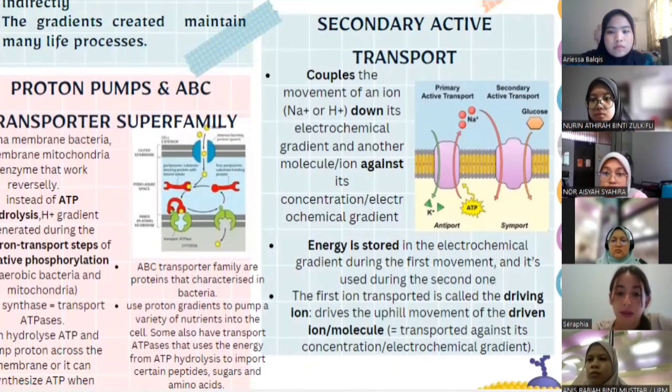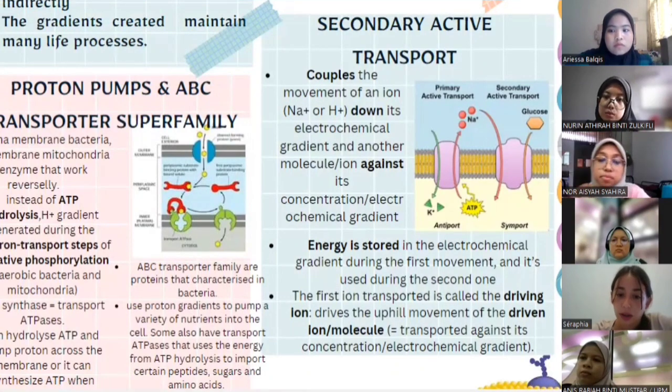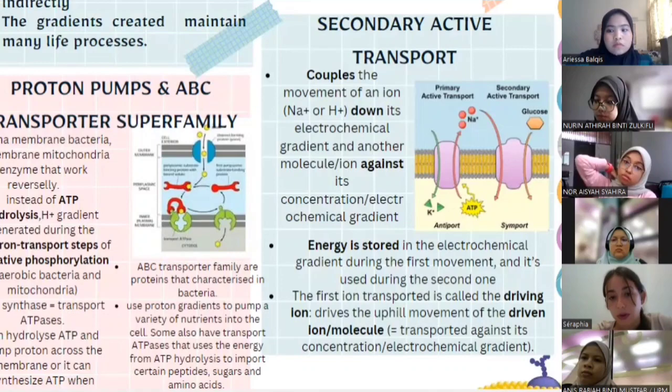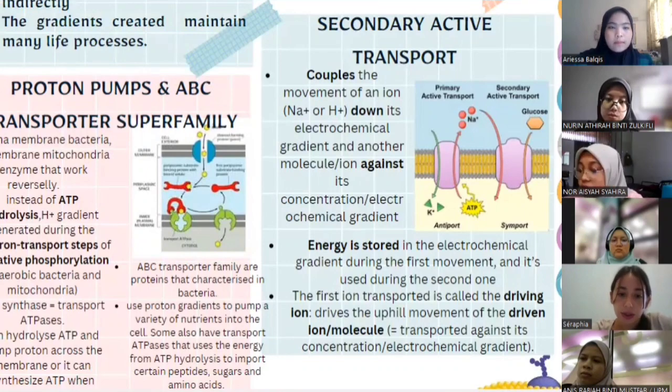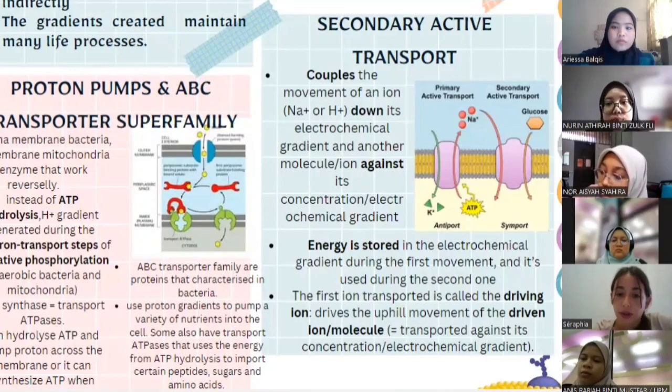This type of transport is called secondary active transport because primary active transport uses ATP, and secondary means that it is the second transport after the one that uses ATP. So energy is stored in the electrochemical gradient during the first movement, and it's then used by the second one. The first ion transported is called the driving ion. It drives the uphill movement of the driven molecule or ion, which is transported against its concentration or electrochemical gradient.